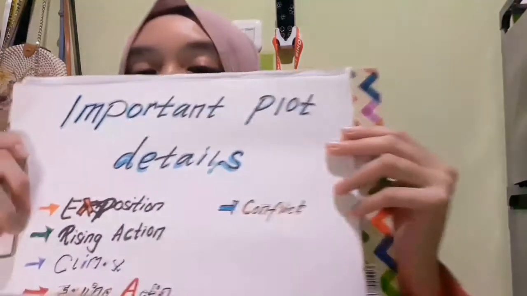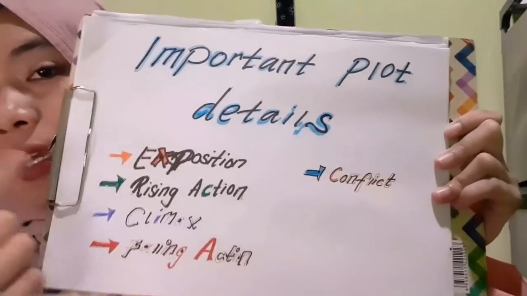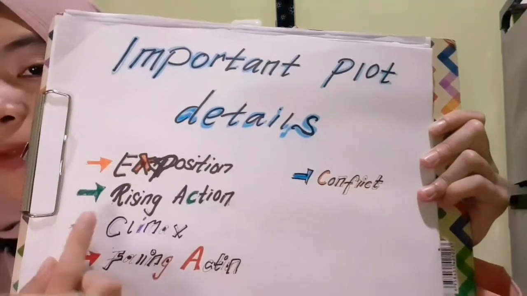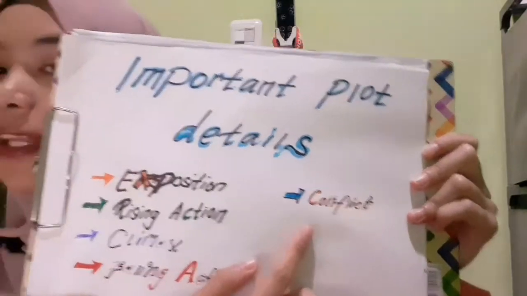I want to explain my short story analysis, and the title is Whittington and His Cat by James Baldwin. Well, first I will explain the important plot details. Here we can see exposition, rising action, climax, falling action, and conflict. I will explain them to you one by one.